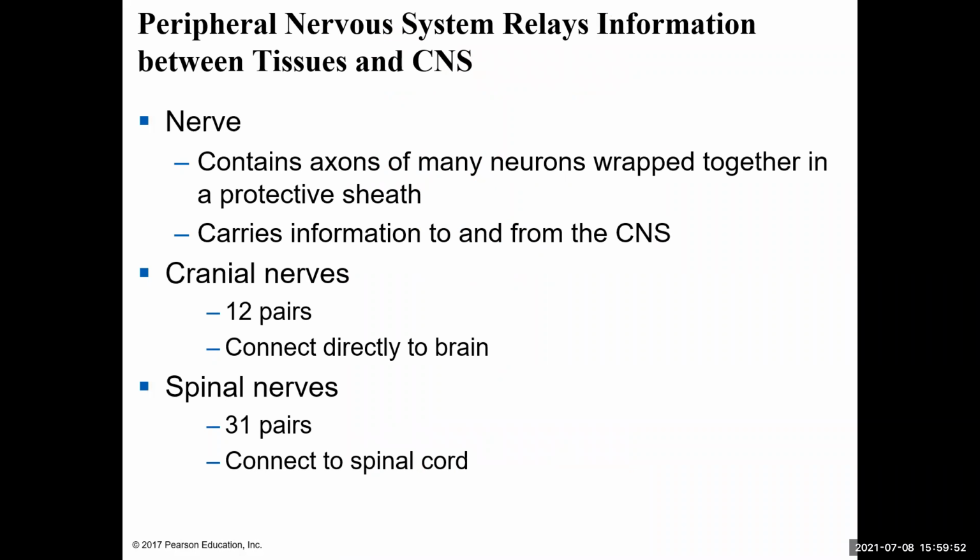What we're going to look at now is the peripheral nervous system, and we're going to talk about what its job is. Its job specifically is to relay information between the tissues and the central nervous system, and then from the central nervous system to the tissue. And so whenever we say nerve, we're really referring to axons.